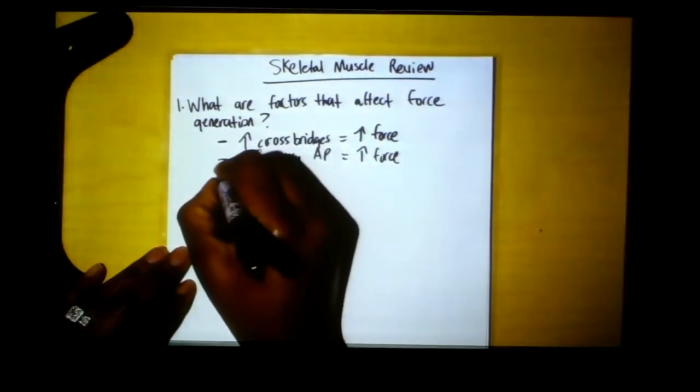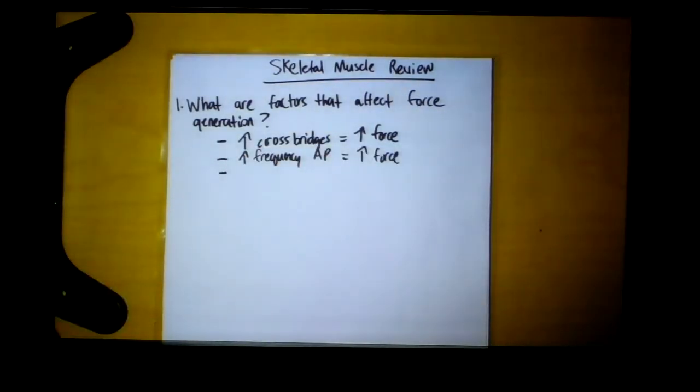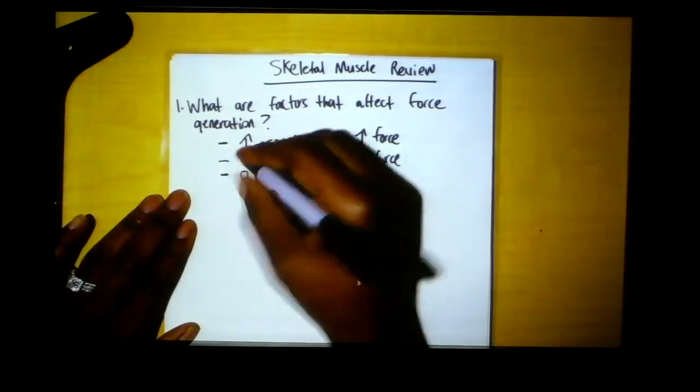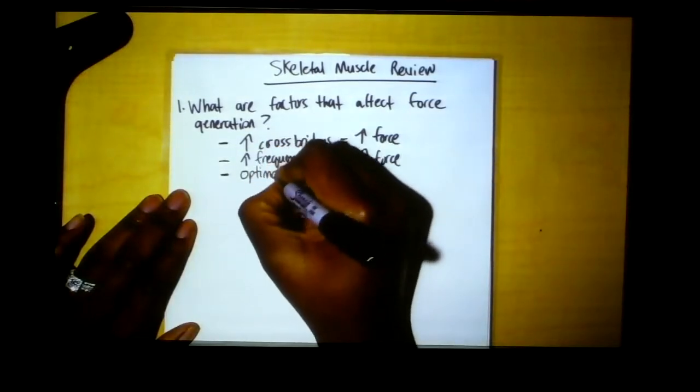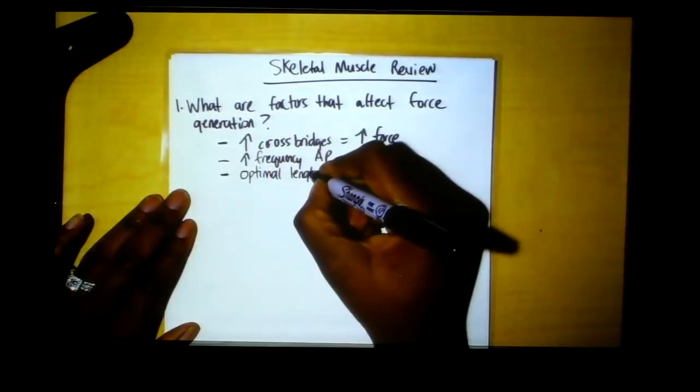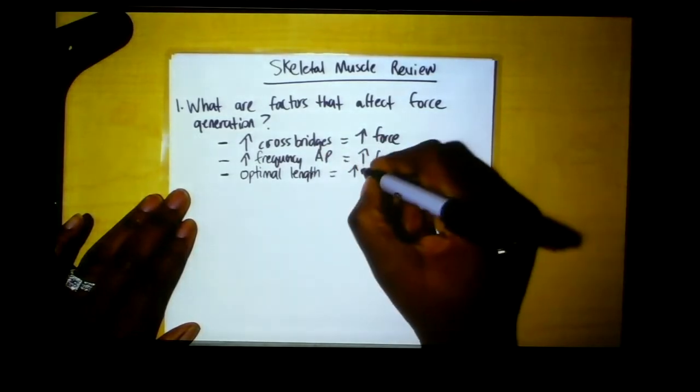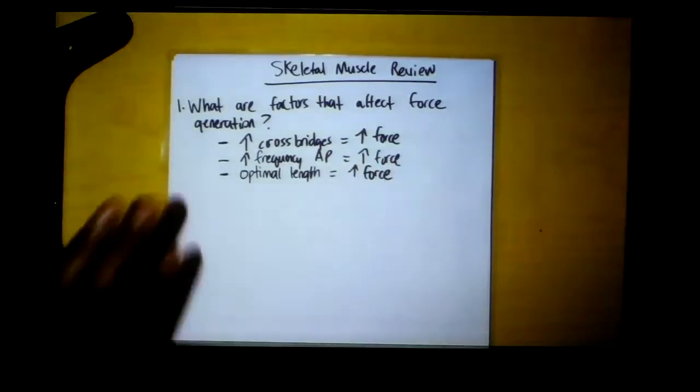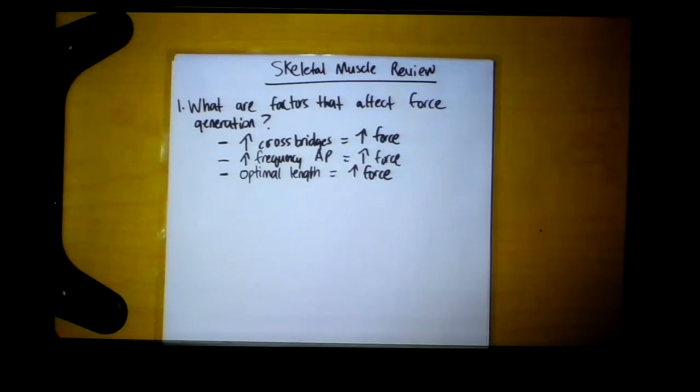What else did we say can increase force generation? What are the factors of a single muscle fiber? Where do we like the muscles, the sarcomere to be in terms of generating the maximum amount of force? At the optimal length, right? So the optimal length equals the maximum force, okay? Now, what does optimal length mean? Just to review that a little.